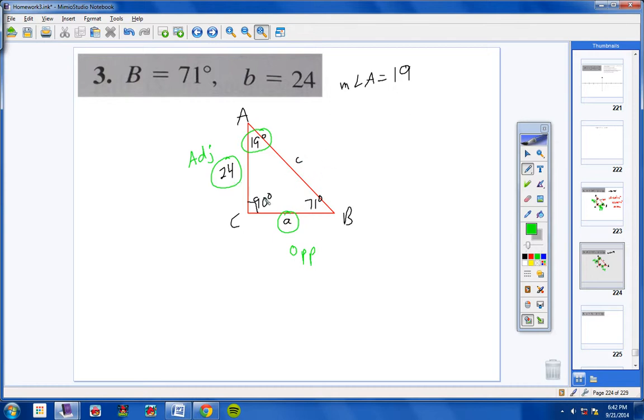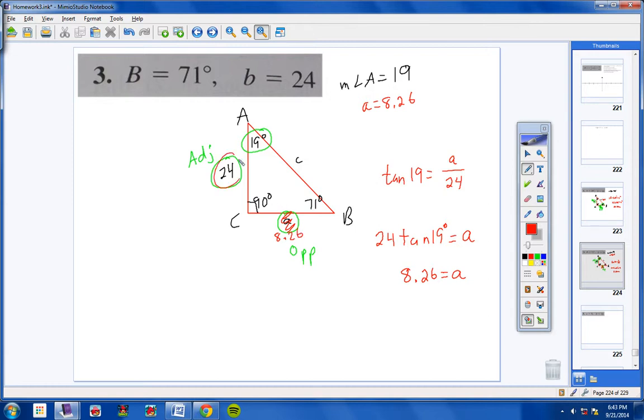And so here we go. The two sides I'm dealing with are opposite and adjacent. So if that's the case, then I want to use tangent. So the tangent of 19 degrees equals opposite over adjacent. Multiply both sides by 24, and I would have 24 tangent of 19 degrees equals A. With my calculator, 24 tangent of 19 degrees would give me 8.263. And the directions did say to round to 2 decimal places, so I'm going to put 8.26 for A. So here's side A, 8.26.